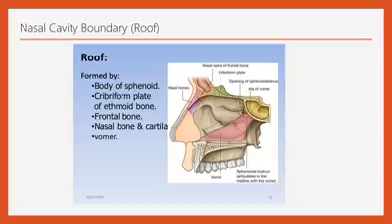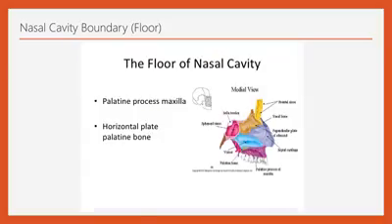The second part is the intermediate part or ethmoidal part. This part is formed by the cribriform plate of the ethmoid bone. And the last part is the posterior part or the sphenoidal part. This part is formed by the anterior and inferior surface of the body of the sphenoid. If you see the floor of the nasal cavity, it is concave from side to side, and it is formed by the upper surface of the hard palate.